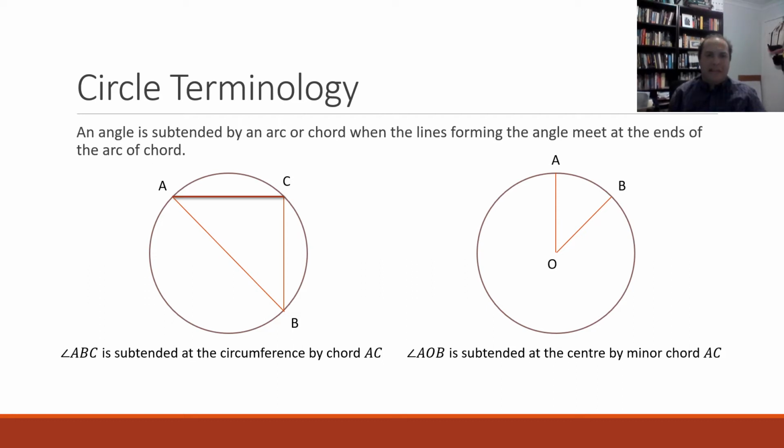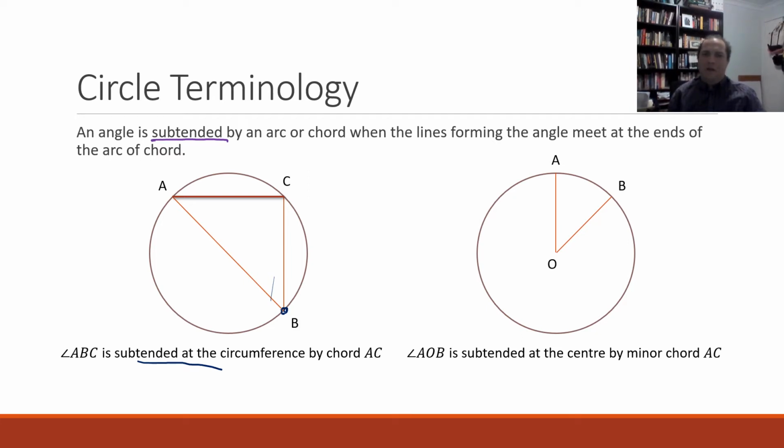Alright, a bit more circle terminology. An angle is subtended, key word there, subtended by an arc or chord when the lines forming the angle meet at the ends of the arc or chord. So for example, here at B, the lines creating that angle meet at A and C. So AB, BC. So we say the angle ABC is subtended at the circumference because point B is on the edge of our circle, on the circumference, and it's subtended by the chord AC.